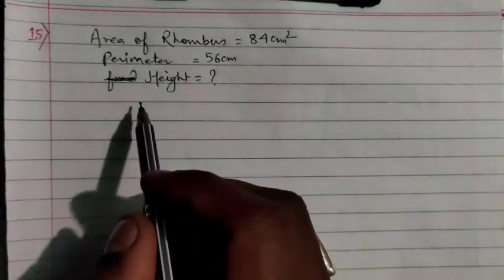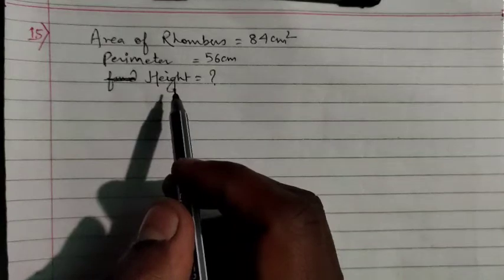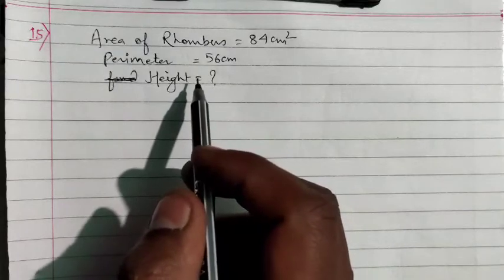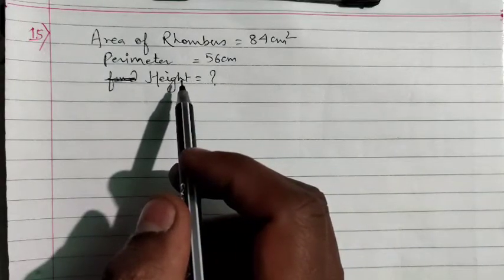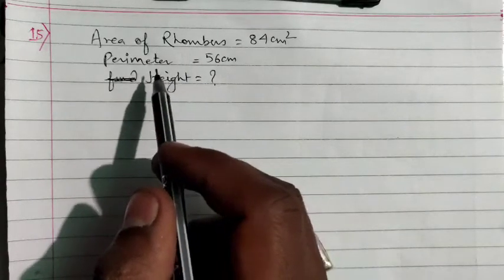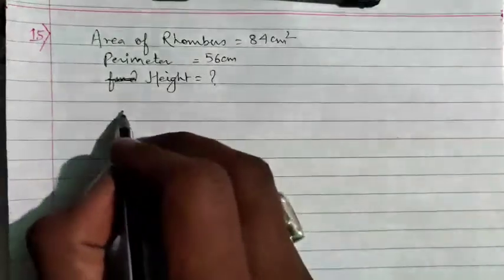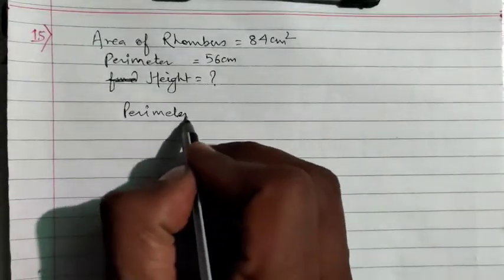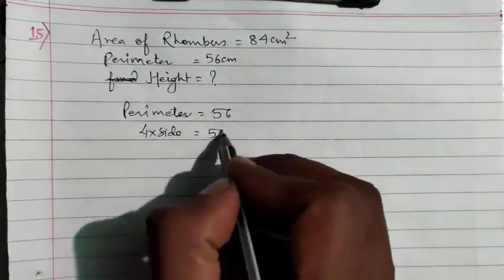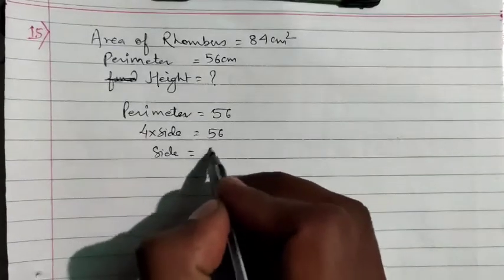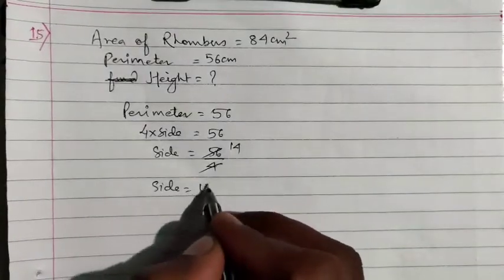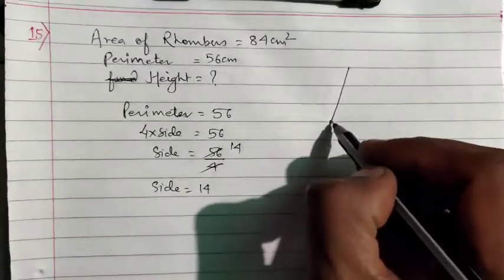Now as we have studied just now, rhombus also looks like a square, and since all the sides of the rhombus are equal, the formula for the perimeter of a square will be used as the perimeter of rhombus. The perimeter is given 56. Formula will be the same as for the square, that is 4 into side is equal to 56. First we will calculate the side. 56 by 4, 4 1 ja 4, 4 4 ja 16. Side of rhombus is 14, and the question is saying to calculate the height.